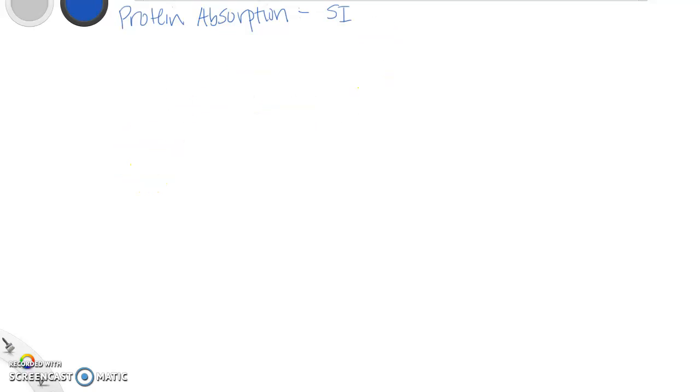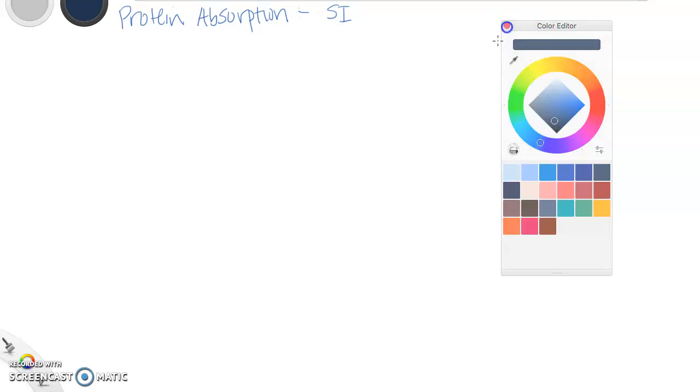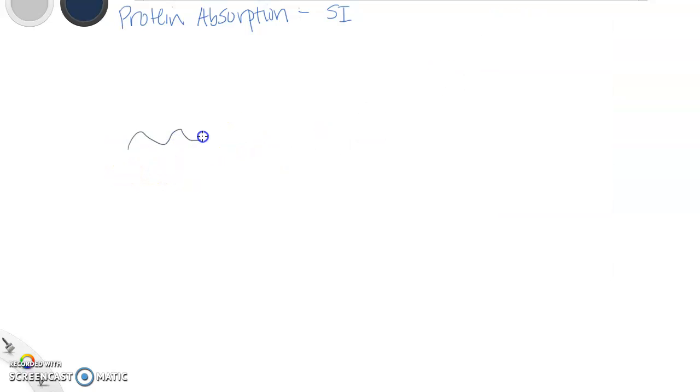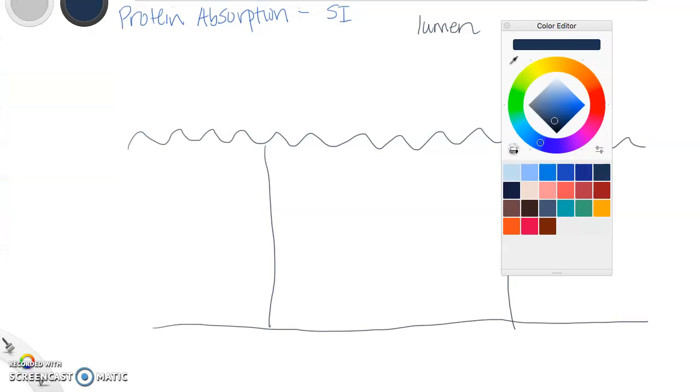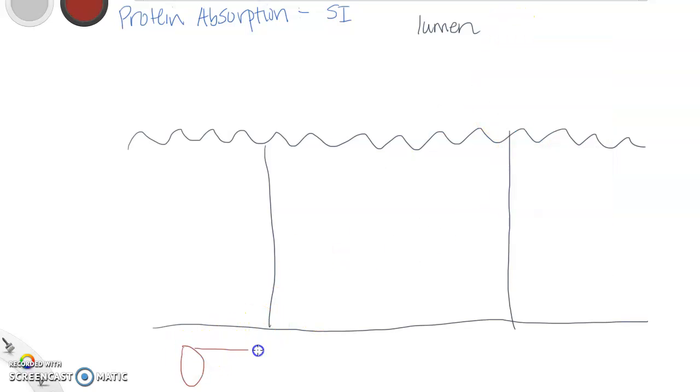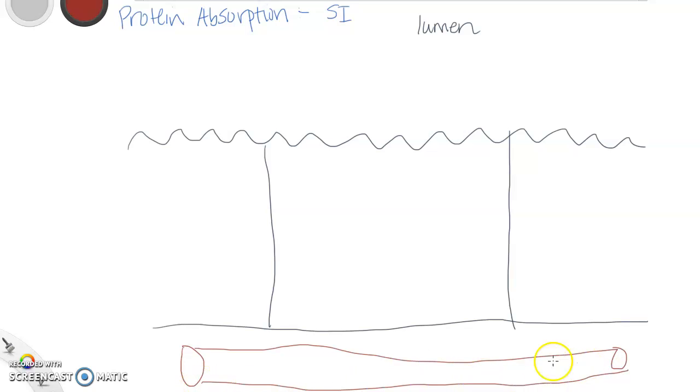Okay, so I'm going to draw my little cell. So here's the top of my cell. Cell wall. Here's the basolateral membrane here. Up here's the lumen of the small intestine. Right, and a little blood down here, capillary.